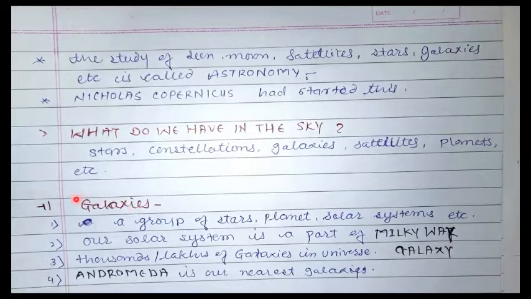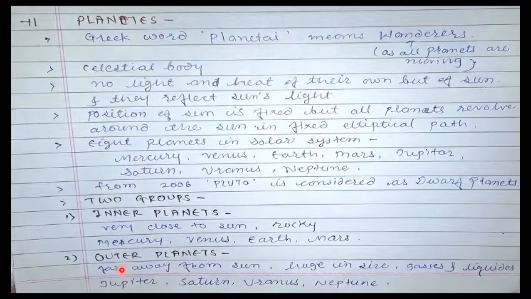So, what is a galaxy? Galaxy is a group of stars, which has planets, solar systems, etc. here. And our solar system is also part of a galaxy, that is the Milky Way galaxy. And scientists say that there are millions and thousands of other galaxies in the universe, and Andromeda is our nearest galaxy.